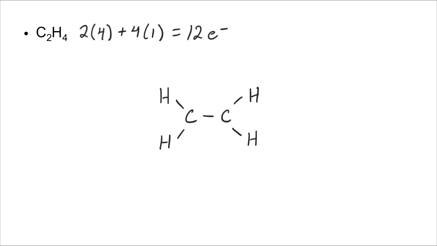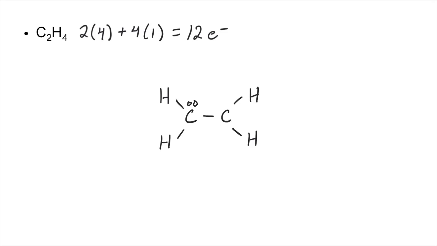Okay, so this has 1, 2, 3, 4, 5 bonds, so that's going to give us 10 electrons. We still have 2 more, so we've got to put those 2 remaining electrons on the central atom. Well, we have 2 central atoms here, so let's just pick one. We'll put them here on the left, doesn't matter. So all of the hydrogens have their duets. The carbon on the left has an octet, but the carbon on the right does not.